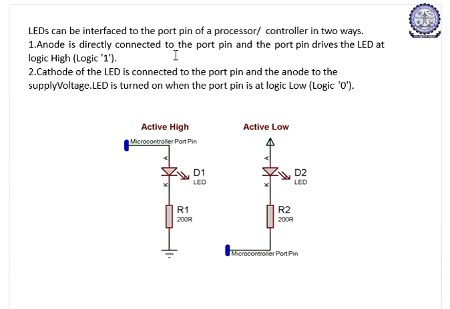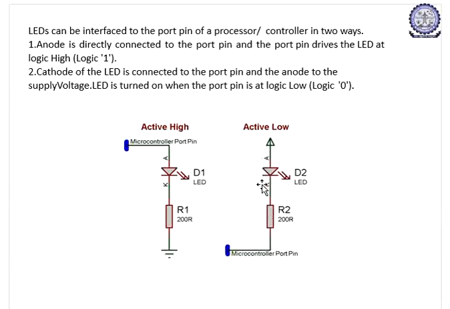Anode is directly connected to the port pin, and the port pin drives the LED at the logic high state. So whenever a high input has come, the LED will be glowing. The cathode of the LED is connected to the microcontroller port pin, and the anode is connected to the supply voltage. So the LED is turned on when the port pin is at logic 0. If it is connected to the anode, whenever it is high, it will glow.